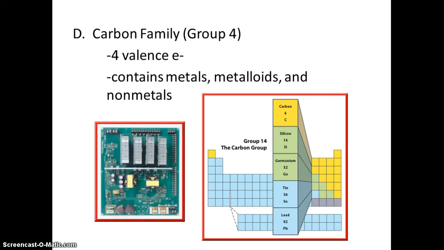Next we have the carbon family, that's group 4. It has 4 valence electrons, and it contains metals, metalloids, and nonmetals. This is a picture of a computer chip which has silicon in it, and it probably has germanium in it as well. Tin, they used to make cans out of tin, but they make them out of aluminum now. Carbon, that is in your pencil. Graphite is carbon.